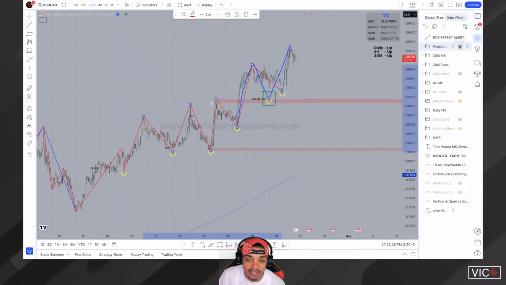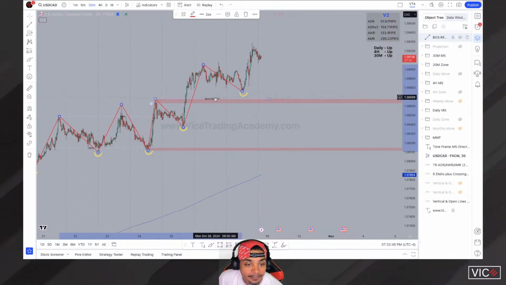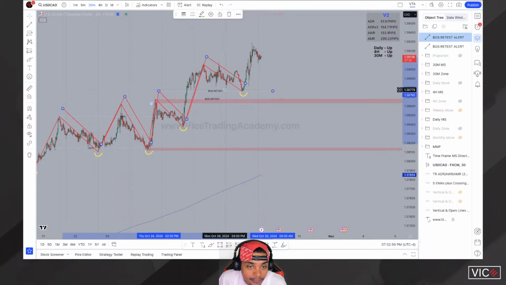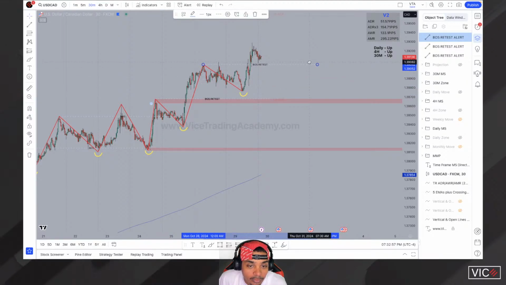But overall, our projection from yesterday was price to give us that pullback to the zone, or to the BOS retest, to then give us that next higher high point. And it gave us a variation of it, and gave us a new higher low. Now we have our higher high, waiting for price to pull back to that BOS retest, which will be here now.